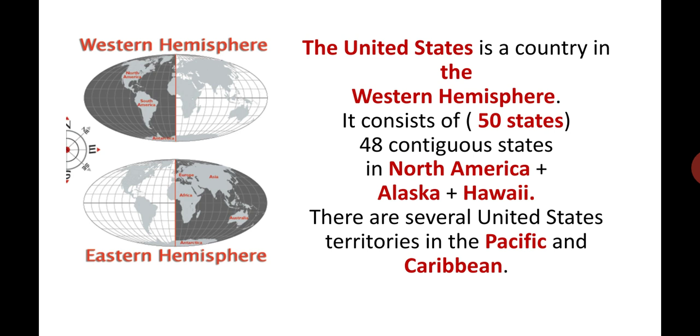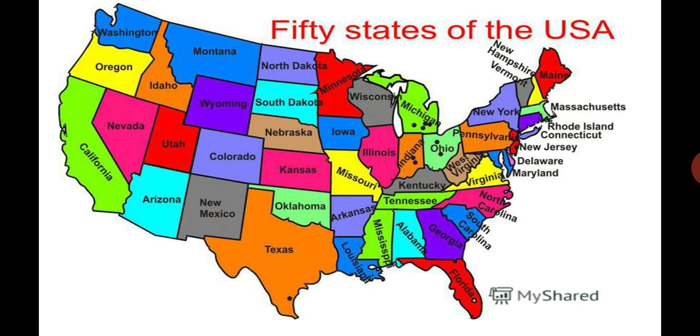Contiguous states, it means the states which share the borders of the neighboring states, or which have touching borders. And also Alaska and Hawaii. There are several United States territories which are situated in the Pacific and in the Caribbean.